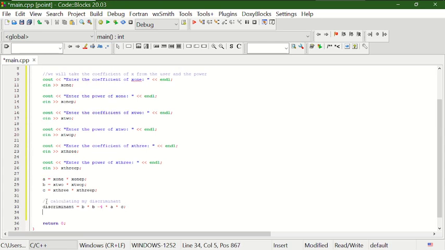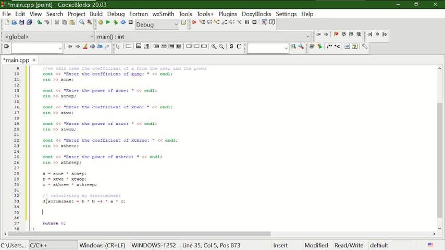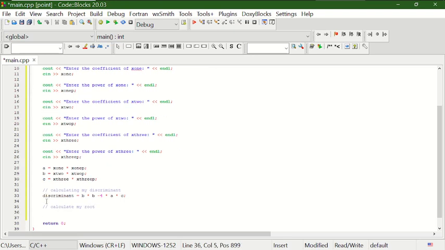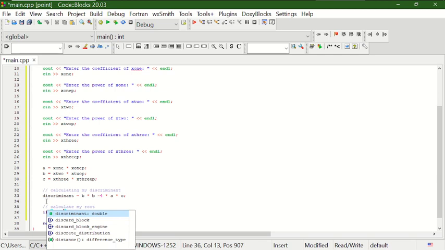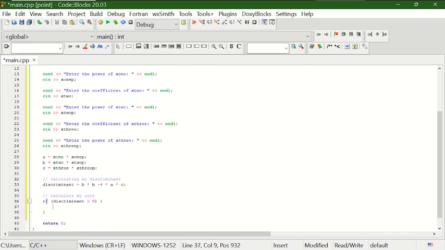I want to calculate my root in this case right now. I will make a comment: calculate my root. Since I want to calculate my root, I will say if, in brackets, discriminant is greater than 0, I want to open a function. So open and close curly bracket. In this function, I want to say what?